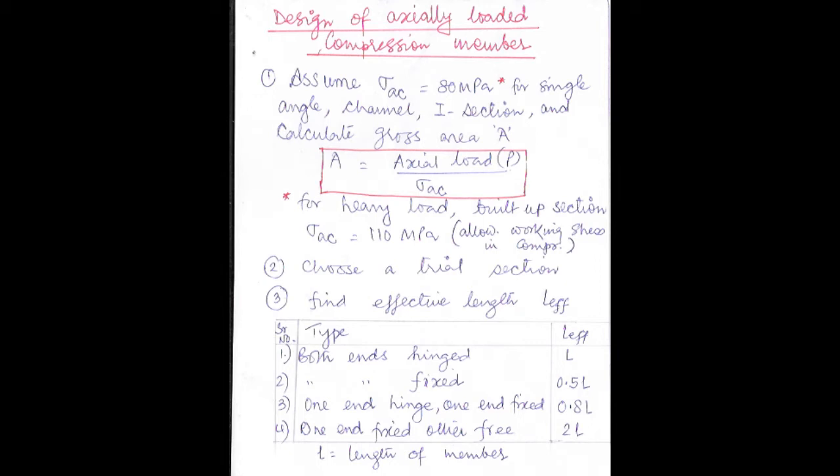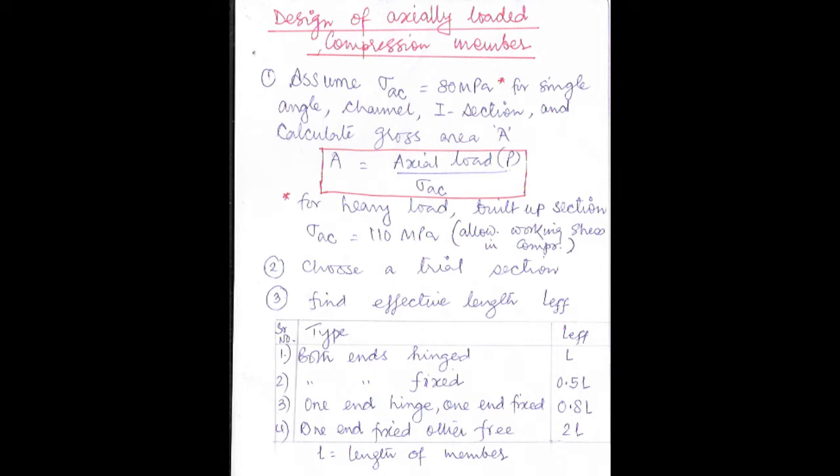for single angle, channel, and I section, and calculate the gross area A from the formula A is equal to axial load divided by sigma AC. Now remember, this 80 MPa is valid only for, as I have mentioned, single angle, channel and I section. For heavy load and built up section, sigma AC is equal to 110 MPa. Sigma AC means the allowable working stress in compression.